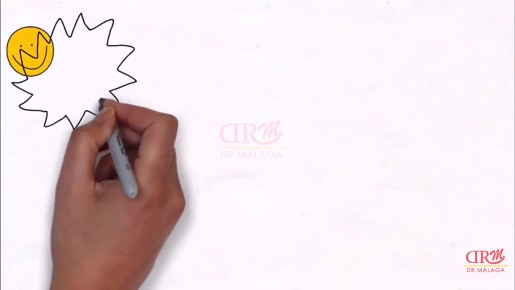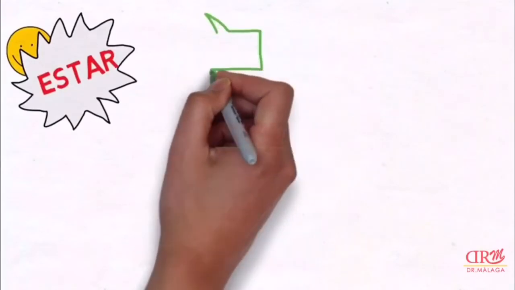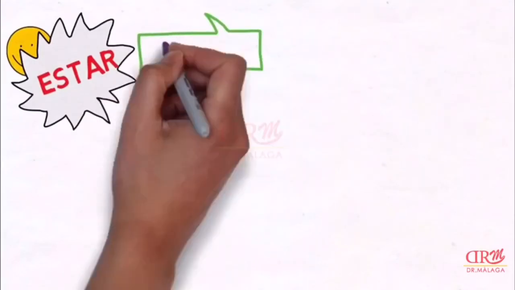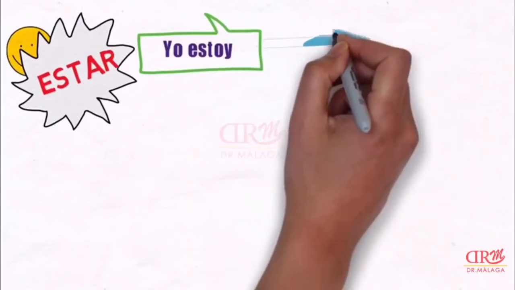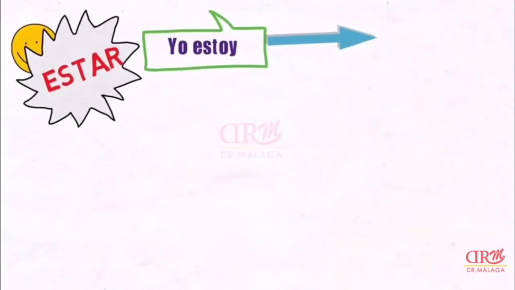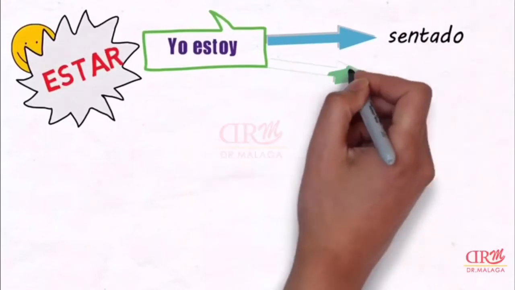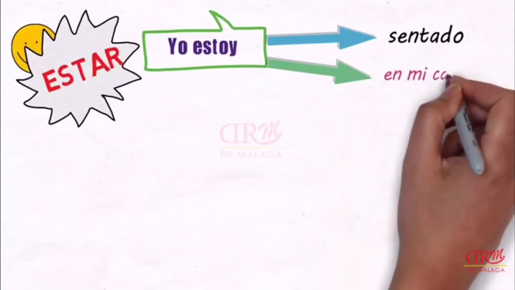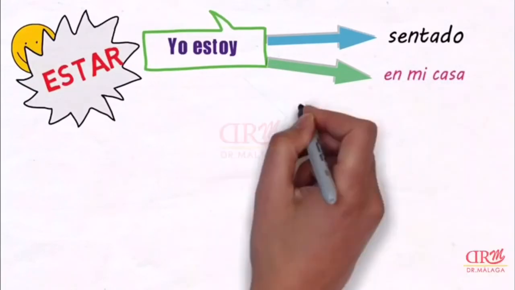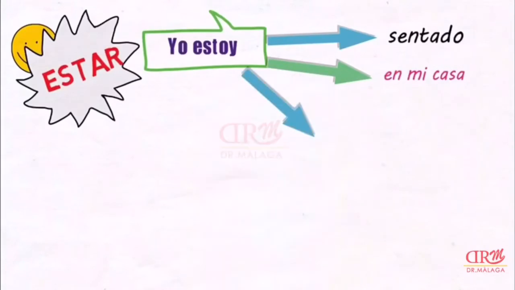Today we're going to talk about the verb to be, estar. We will do the same as we've done with ser. Let's take yo estoy, I am. The first example here, yo estoy sentado. It means I am seated. Yo estoy en mi casa. I am at home.